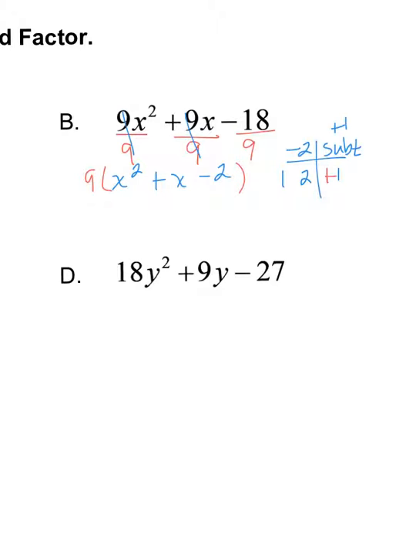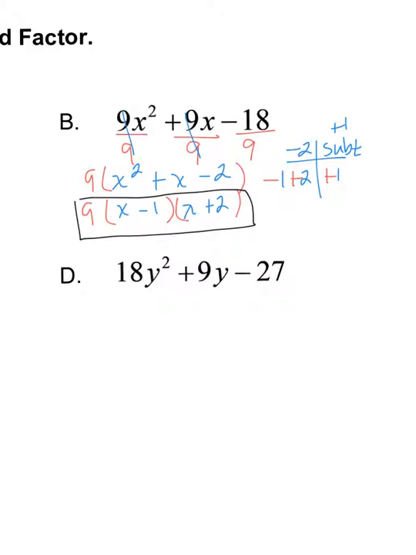The one I'm looking for needs to be positive, so the bigger of the 2 always carries that sign, and in this case, the 1 needs to be negative to combine with the 2 to make a positive 1. So the 9 gets brought down, and then this splits into 2 parentheses. The x squared becomes x and x, and then we take directly from here and place them in the parentheses. So the minus 1 and the plus 2. And so this is now fully factored.